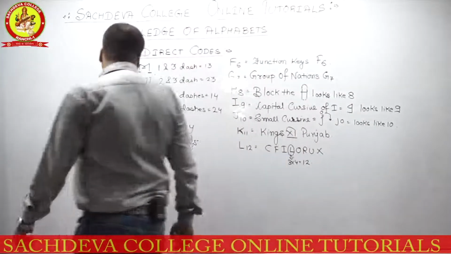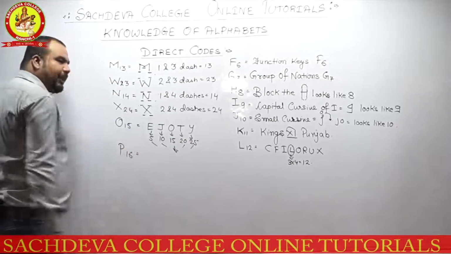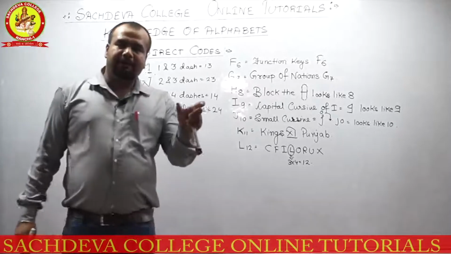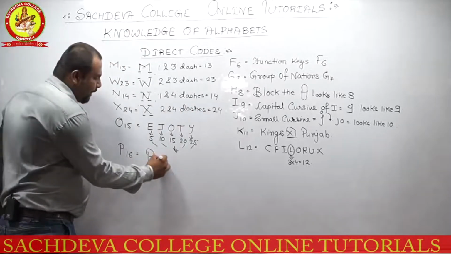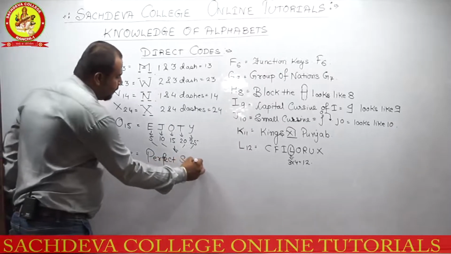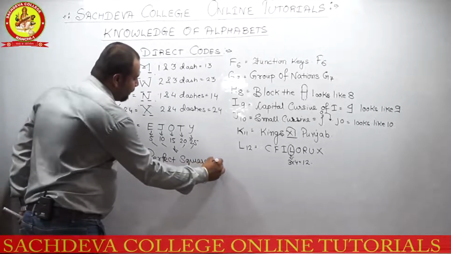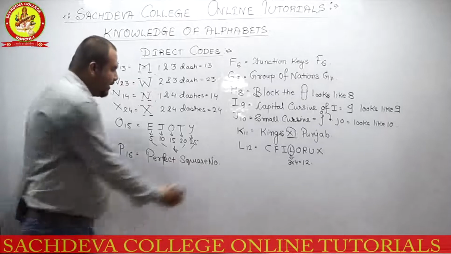Next, we have P16. What do we have for P? Do you know a word from P that is known as perfect? And in mathematics we have perfect square number. Now what we have is perfect square number 16.